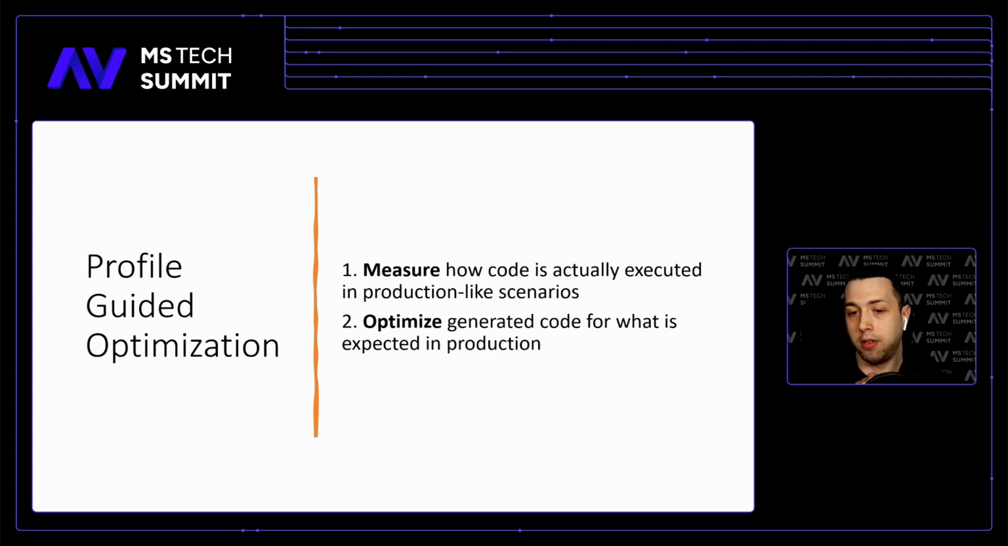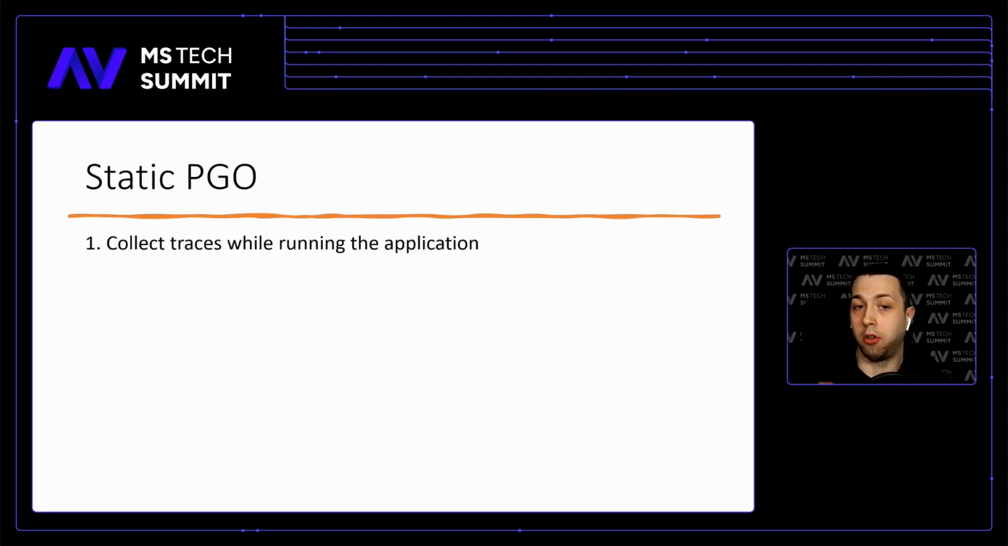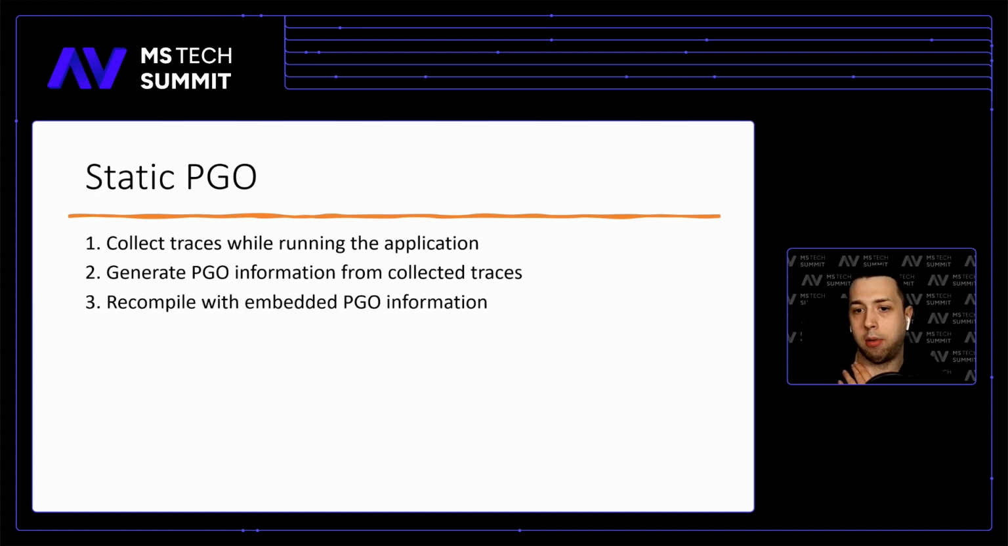And once we know all these things, we can optimize the generated code. This can be done, for example, statically. It's been available for C++ applications forever. For .NET application or .NET Framework application, there were some internal tools used by Microsoft. Now in .NET 6, 7, 8, these are public tools now. But you can collect traces while running the application, generate PGO information from those traces, and recompile the application with that information. Yeah, that means optimized code will be ready for the first request.